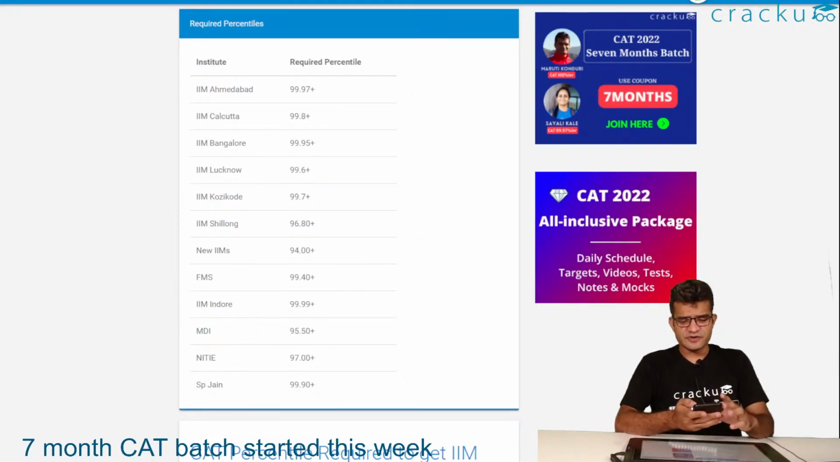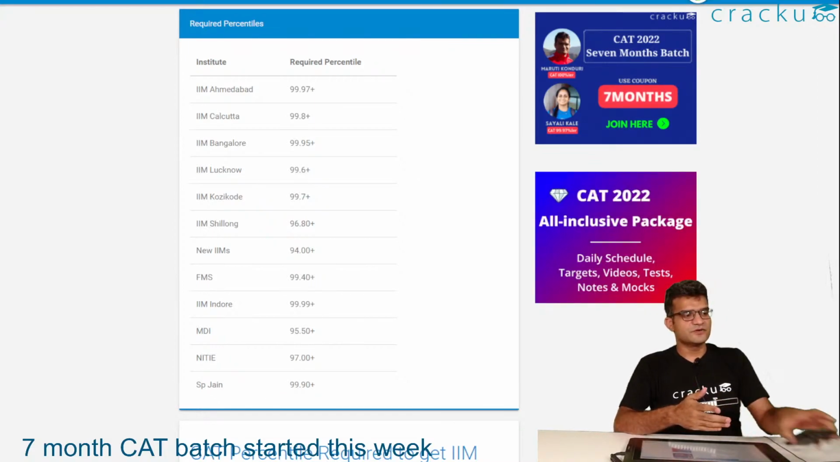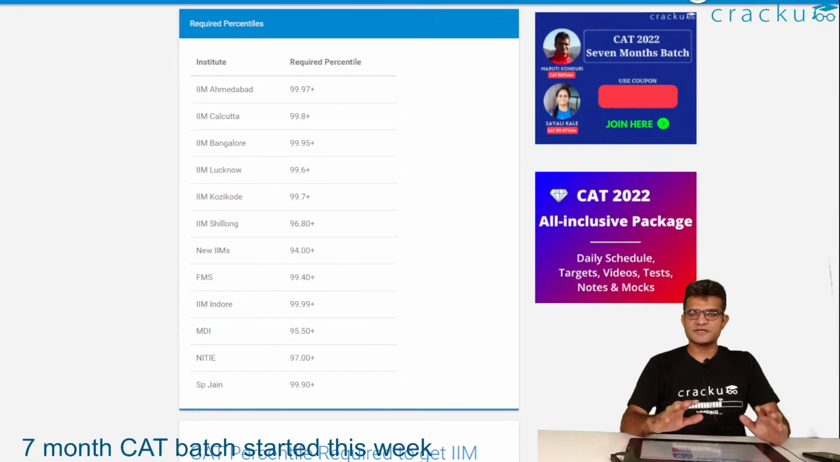One of the things that you should remember is that especially if your academics are not very good, then certain doors are closed, but not all doors are closed. For example, what do I mean by a good academic record? If your 10th is 80 plus, your 12th is 80 plus, and your CGPA is also 8 plus, then that is a very good academic record.